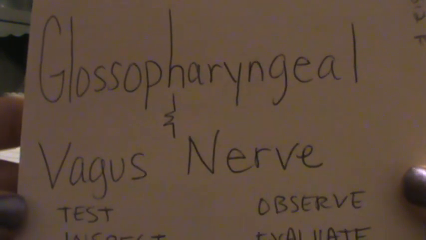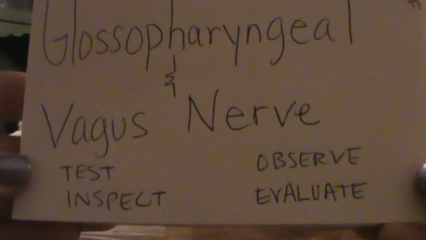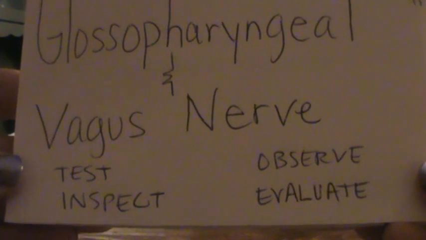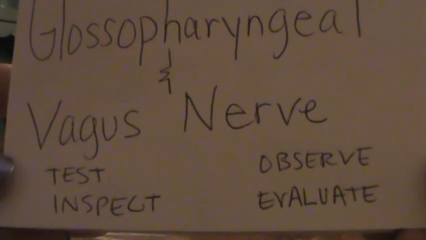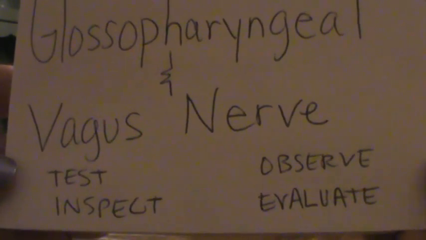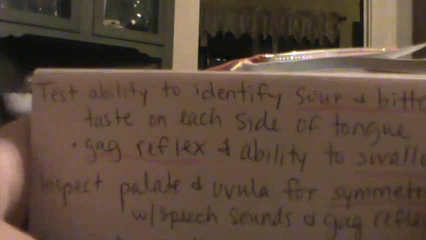The glossopharyngeal and vagus nerves. How do we test them? What do we inspect about them? What do we observe about them? And how do we evaluate them? This is the glossopharyngeal and vagus.